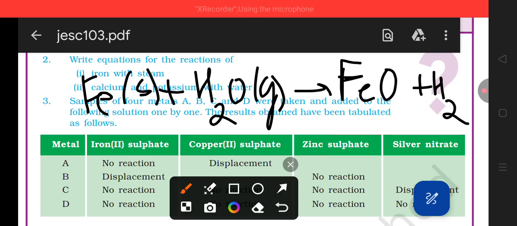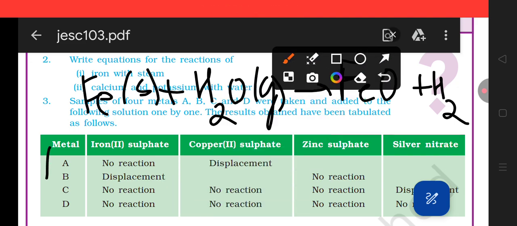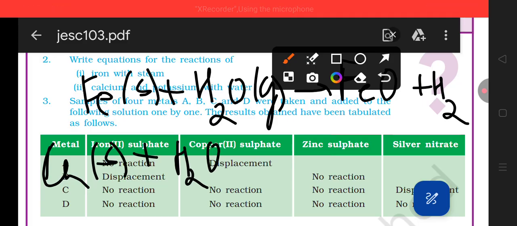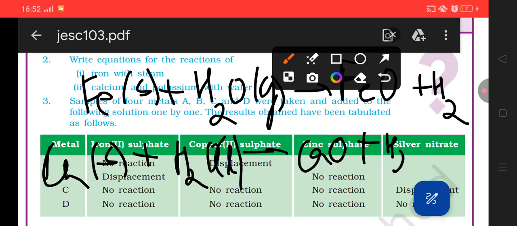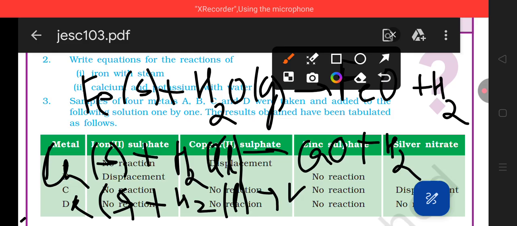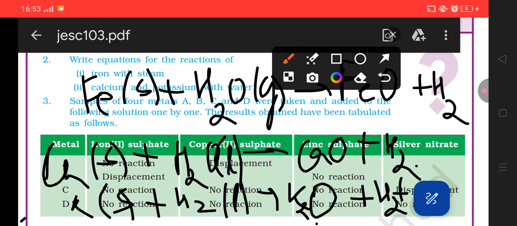Now the next is calcium and potassium with water. So see, calcium is here, Ca. When this will react with water, it will form CaO plus hydrogen. Similarly, we have potassium. When potassium will react with water, it will form potassium oxide plus hydrogen, but the hydrogen will immediately catch fire, so there would be release of heat energy as well. I hope this is understandable.